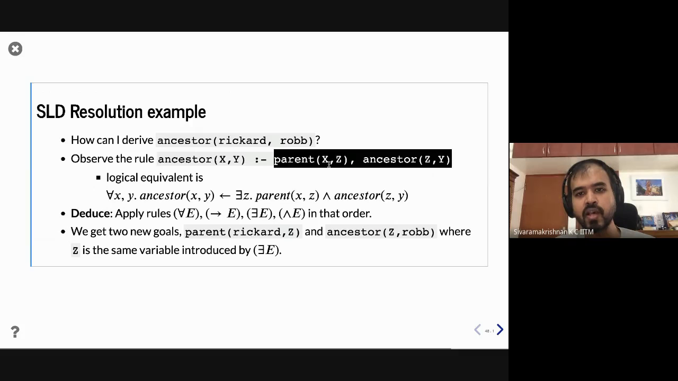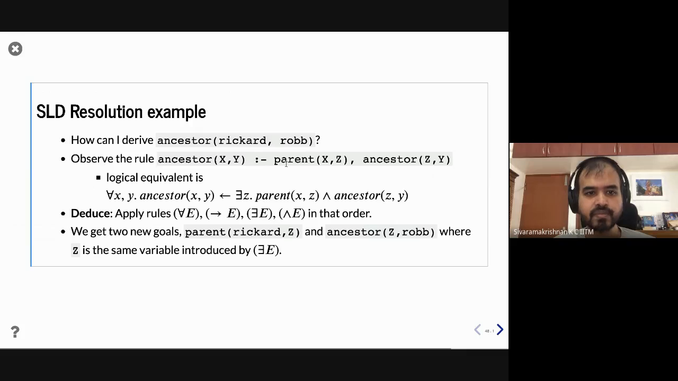So I have the goal to show that X is a parent of Z, where X is Rickard. There exists some Z, right? And Z is the ancestor of Y. So I need to show that both of these hold. If I can derive both of these, then I can show that I can derive ancestor Rickard Rob. You can apply logical equivalences, you can apply these rules. But the idea is that you end up with two goals: I need to show that Rickard is a parent of some Z, and Z is the ancestor of Rob, where Z is the same variable.